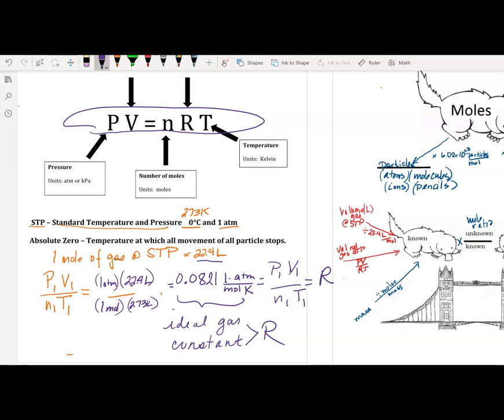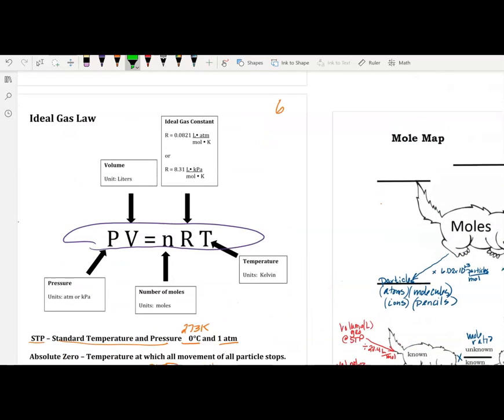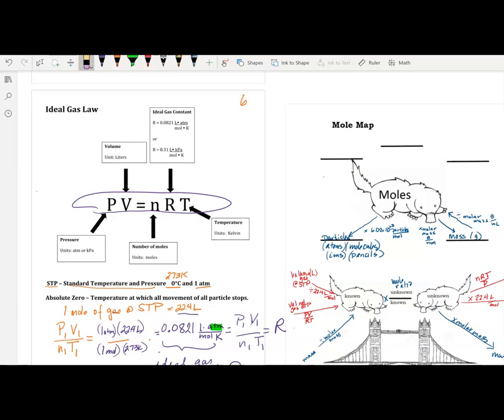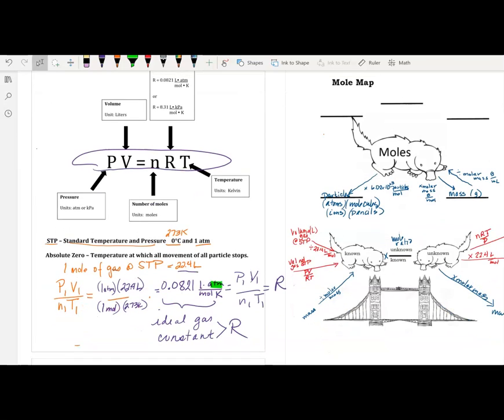Now, this is if you have atmospheres. If your pressure is in kilopascals, this would be your ideal gas constant. But for simplicity's sake, we're only going to use atmospheres. Okay? So you don't need to worry about that. Is this something you have to memorize? No. No, it will always be given to you. It's a constant. It will always be provided. Okay? All right.